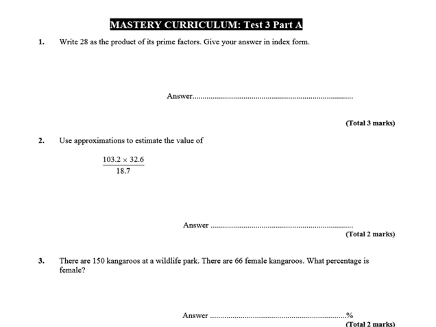Okay, we have 10H2 here this morning. We're going to go through the mastery test 3A. For question number 1, we've got Amina. So we have to write 28 as a product of its prime factors. And it says, give your answer in index form.